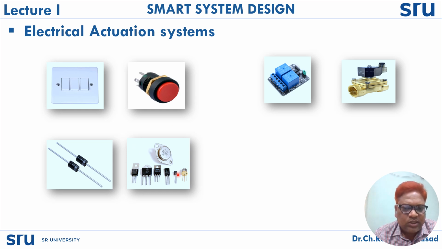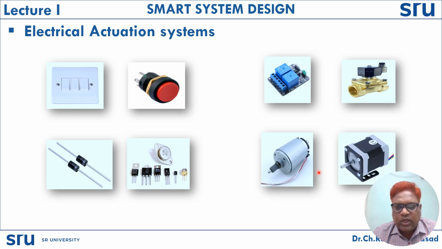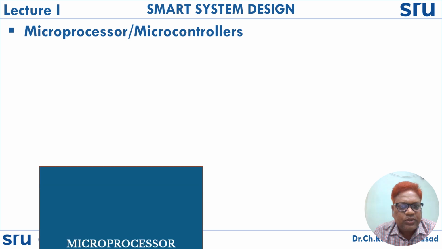Some semiconductor switches are also available in the market. They are diodes, transistors, and diac; all of these come under semiconductor switches. And motors, DC motors, stepper motors, all of these come under electrical actuation systems. Motors are normally used to rotate wheels and mechanisms. If we have any automated system and want to move any component, we compulsorily require a motor. So these are the electrical actuator systems.